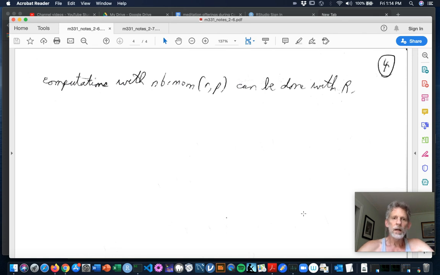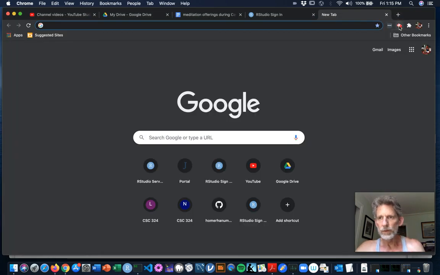I like that. Of course, you can do computations with negative binomials with R, so we should take a look at that in a second screencast. For now, that's all, and I'll see you soon.